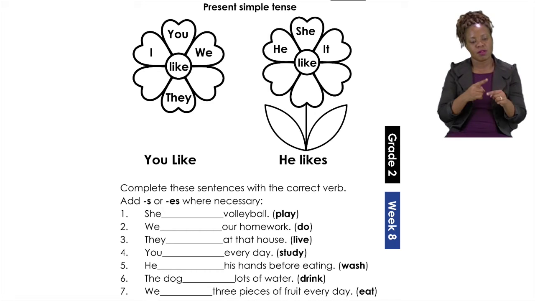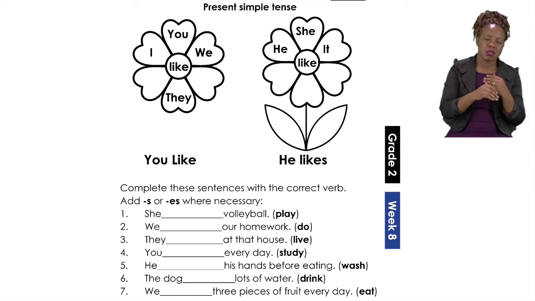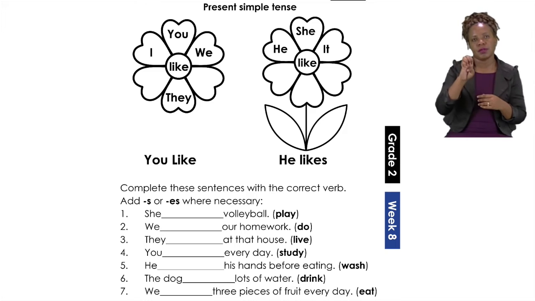We also call it simple tense because all we are doing when we are now using other verbs is either adding s or es. So we're going to do our exercise and find out whether or not we're going to be adding s or es. Let's read number 1 together.